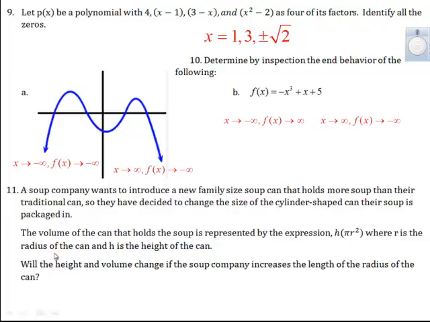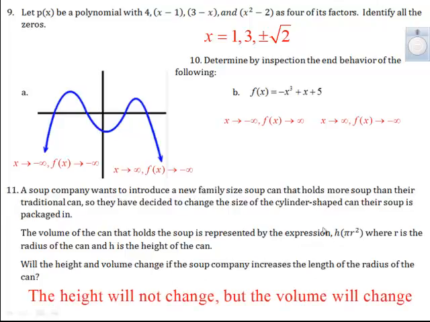Where R is the radius, and H is the height of the can. It says, will the height and volume change if the soup company changes the length of the radius? So looking at the formula, if the radius changes, it's not going to change the height. It's just making it wider. But that's obviously going to change the volume. The volume will increase. So the height will not change, but the volume will.